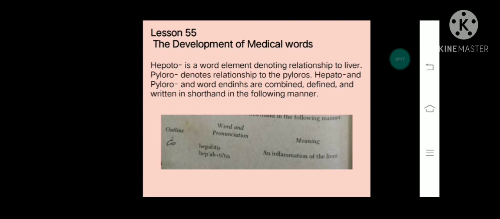We can see in the picture the outline of the words, the pronunciation, and its meaning. So the first word is hepatitis. It is an inflammation of the liver. Next is hepatomegaly. It is an enlargement of the liver. And pylorospasm, a spasm of the pylorus or the pyloric portion of the stomach. And last is pylorostomy, the formation of an opening through the abdominal wall in the pyloric end of the stomach.